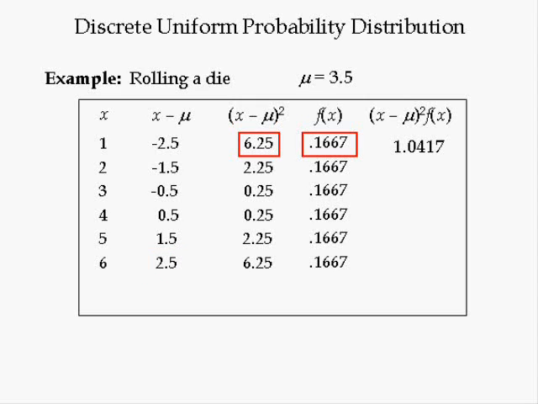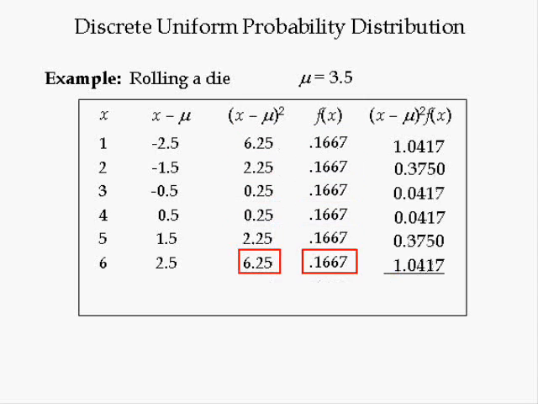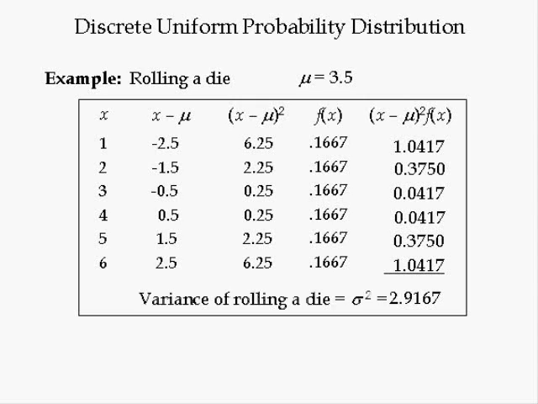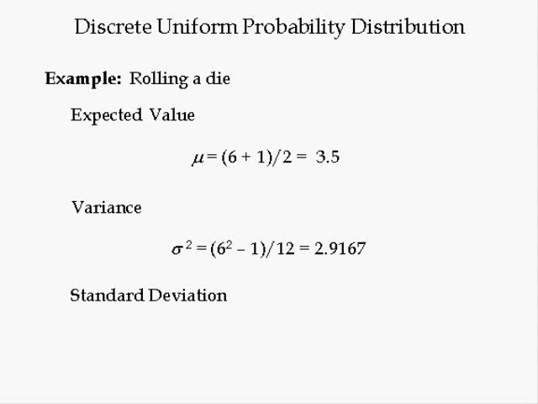Next, we calculate the products of the squared deviations from the mean and its corresponding probability. And the probabilities do not change. So what we're doing is we're multiplying the two numbers in the boxes all the way down the columns. When you sum the final column, you get the variance of rolling a die. The variance of rolling the die is 2.9167, which is exactly what we found when we used the shortcut equation.